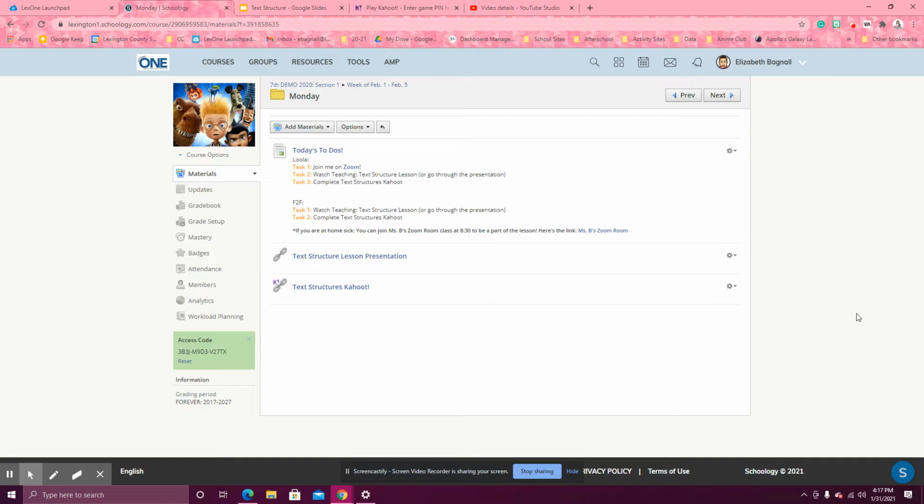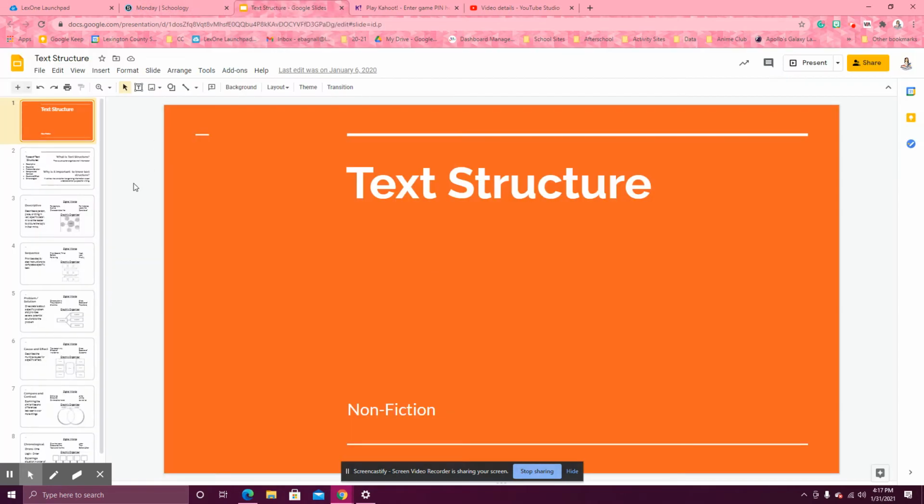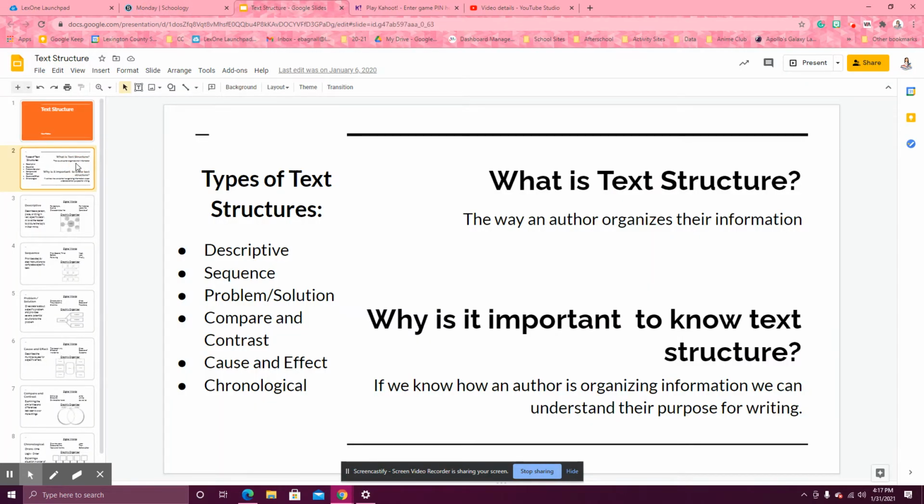So, what are we talking about today? We're talking about text structure. And what is text structure? Great question. Simply put, text structure is the way an author organizes their information. This blends very importantly into the concept of author's purpose, which we will talk about tomorrow. So, we need to know what kind of text structure an author is using so we can figure out why they're creating what they're creating.